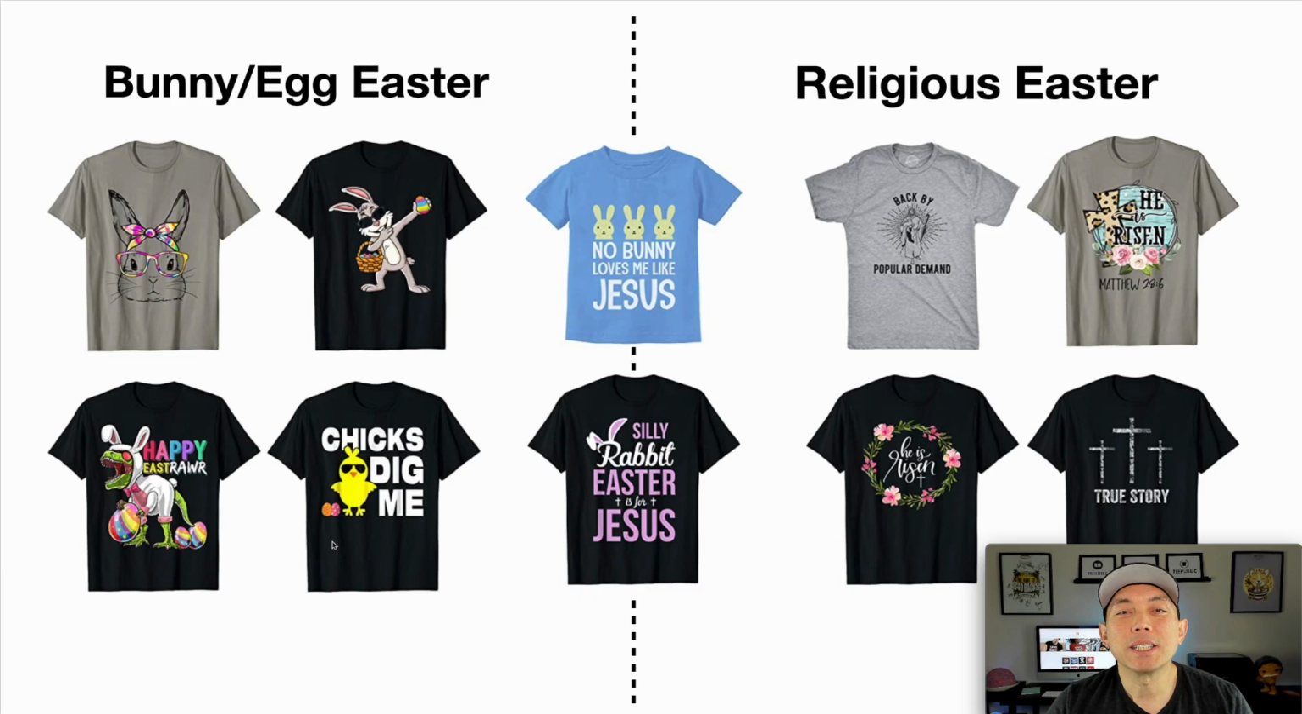So the first big tip that I want to tell you about is that there's 2 sections in Easter. The one most people are familiar with is the bunny, Easter egg, Easter basket, chicks, those kinds of things. But there's also the religious side and Jesus and things. So you can see here.